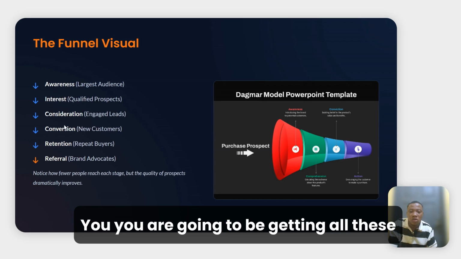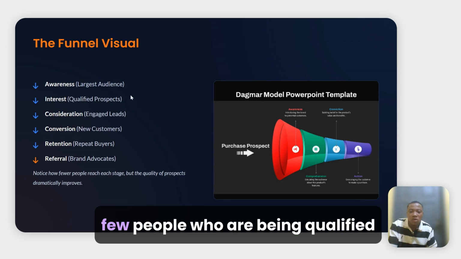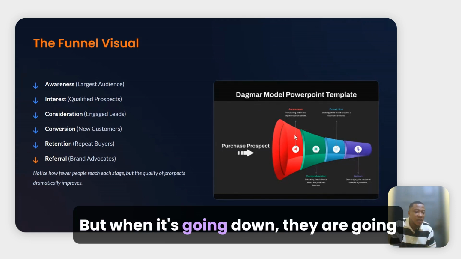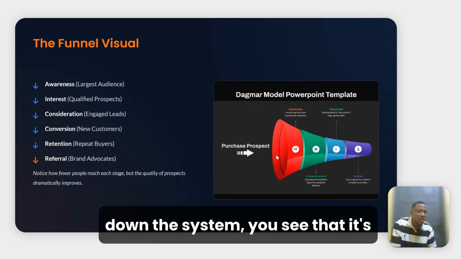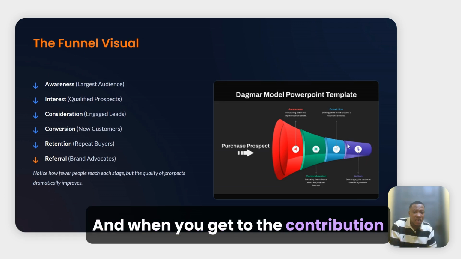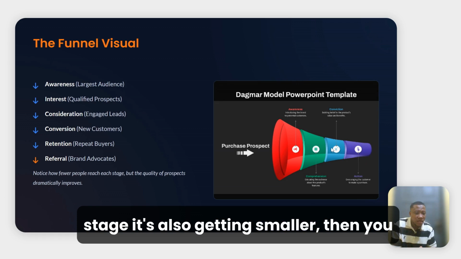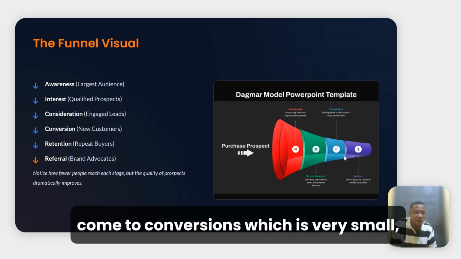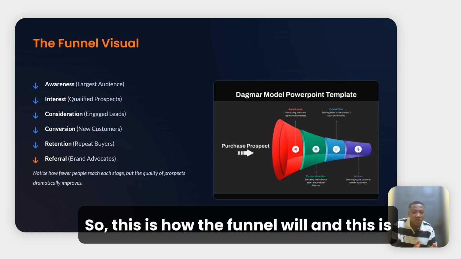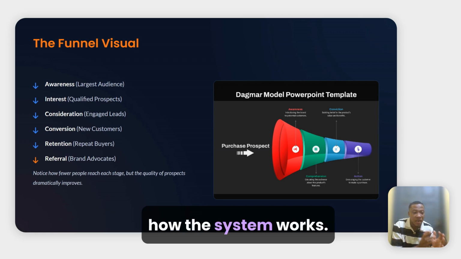You are going to be getting only a few people who are qualified, because when you look at the image here, the awareness, which is the red, is very big, but as they go down the system you see that it's becoming smaller. When you get to the consideration stage, it's also getting smaller. Then you come to the conversion stage, which is very small. Then referral, which is also very small. So this is how the funnel works.